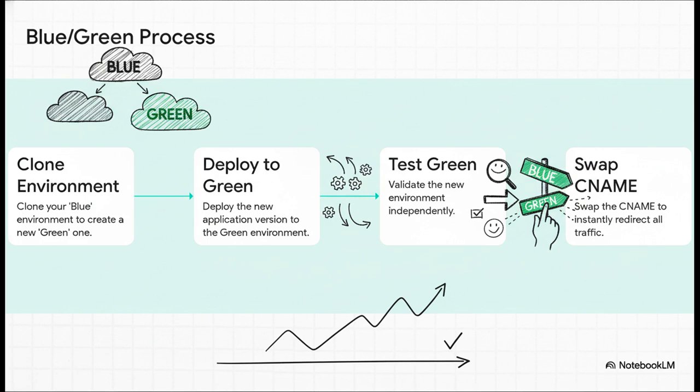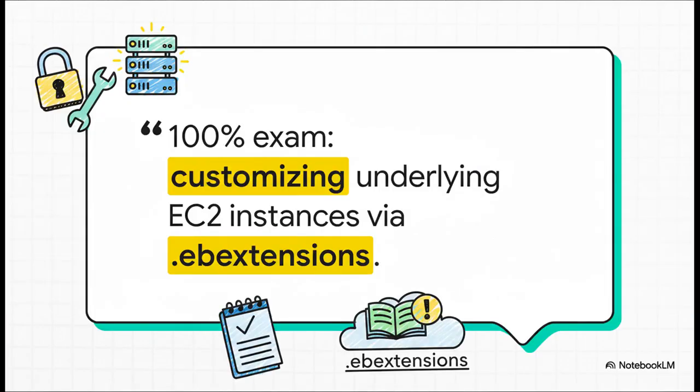Then you deploy your new code to the green environment and you can test it completely on its own. Once you're 100% happy, you just tell Elastic Beanstalk to swap the CNAME, which is basically the DNS address for your site. In a single click, all of your traffic instantly and seamlessly redirects to the new green environment. Zero downtime, maximum confidence.